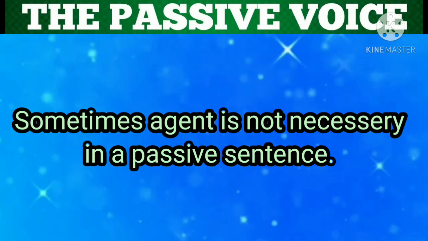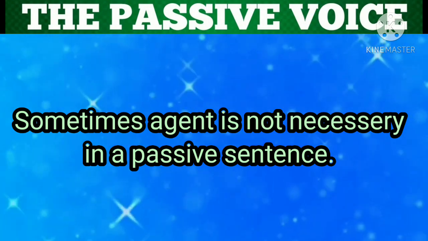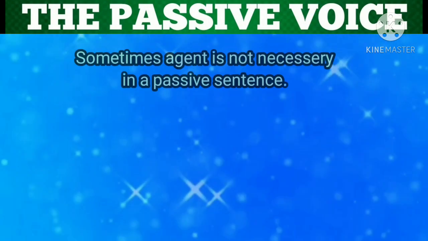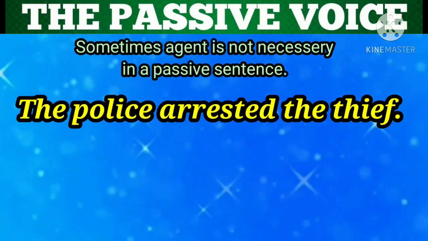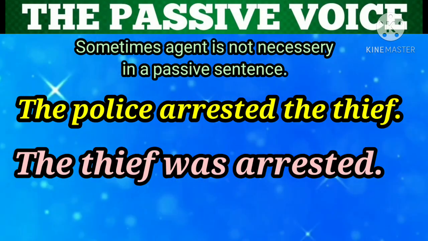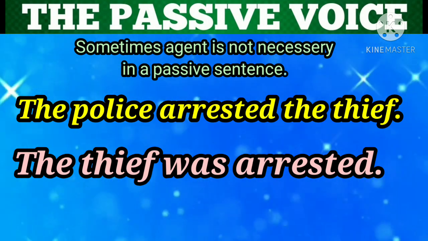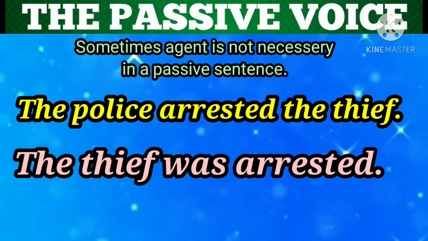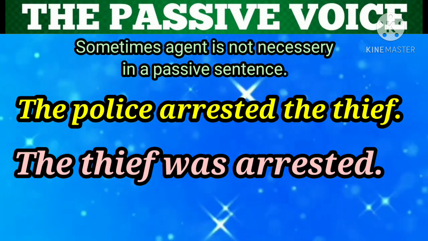Sometimes the agent is not necessary in a passive sentence. For example, the police arrested the thief. Here the passive will be the thief was arrested. Here by the police is not needed to be written, as it is obvious.